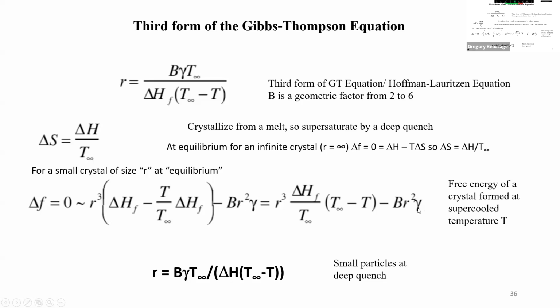So then you just have that equation set equal to 0 and solve for R, and then you get this Hoffman-Lauritzen equation. You rearrange it and get the Hoffman-Lauritzen. You get the T infinity minus T, which is delta T, and T infinity is up here, delta H is down there, sigma is up here, and B. So basically that tells you that if you want to get small particles, you have to have a big delta T, a big quench. And you get smaller and smaller particles the bigger the quench. It's the same story. So that's another form of the Gibbs-Thomson equation, sometimes called the Hoffman-Lauritzen equation.